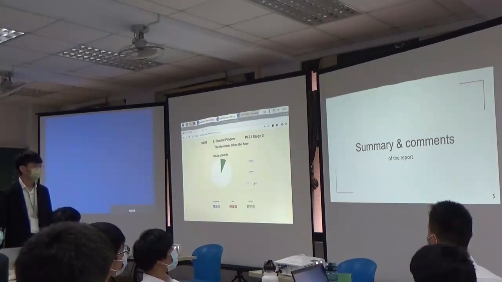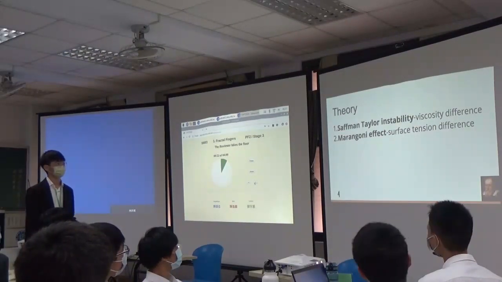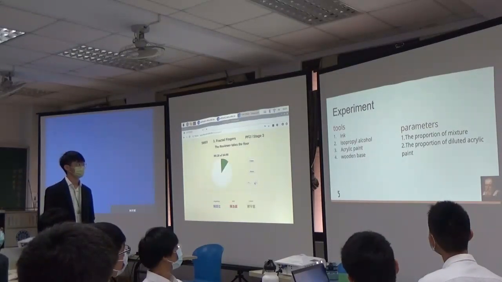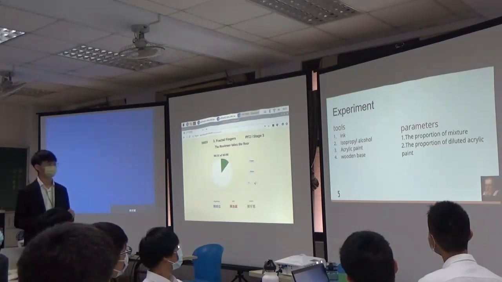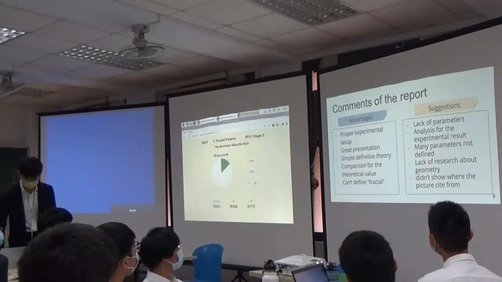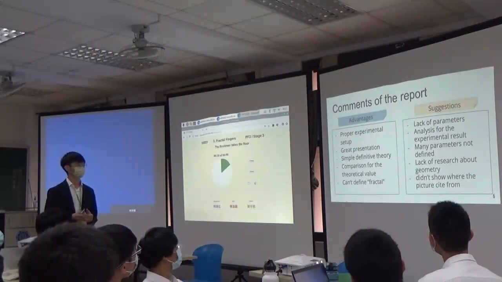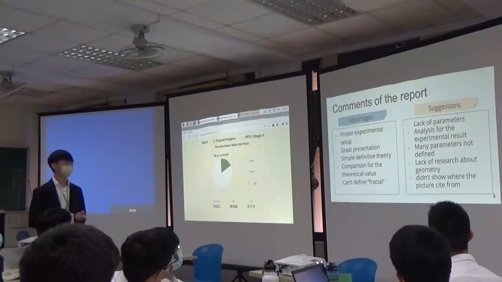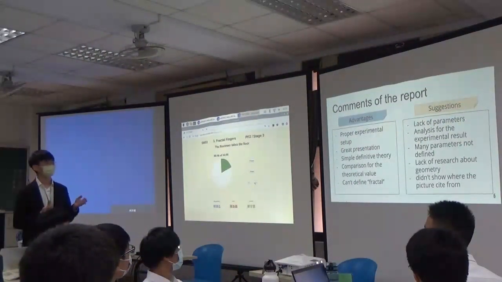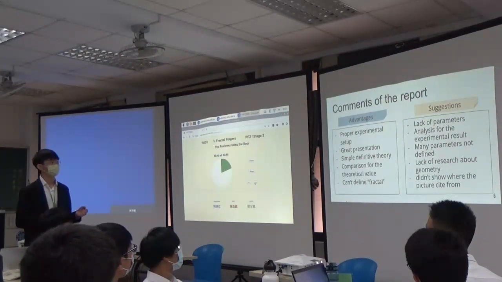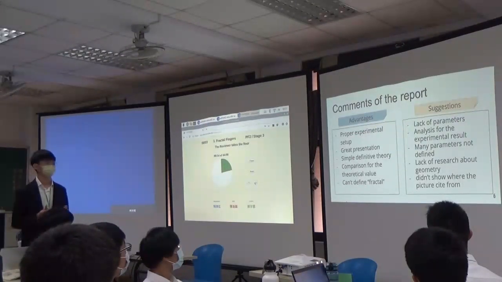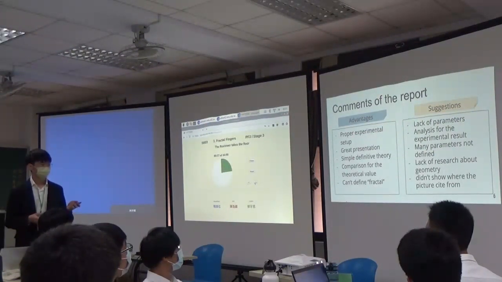Here is a summary and comments for the reporter. For theory, he used segmental instability and Marangoni effects. For the experiments, he used ink, isopropyl alcohol, acrylic paint, and a wooden base. For the parameters, he changed the proportion of the mixture and diluted acrylic paints. He has a proper experimental setup representation, a single definite theory, and a comparison with the theoretical value. But my suggestions are that he can't define fractal, there is a lack of parameters and analysis of the experimental results, many parameters are not defined, and he didn't show where the picture is cited from.